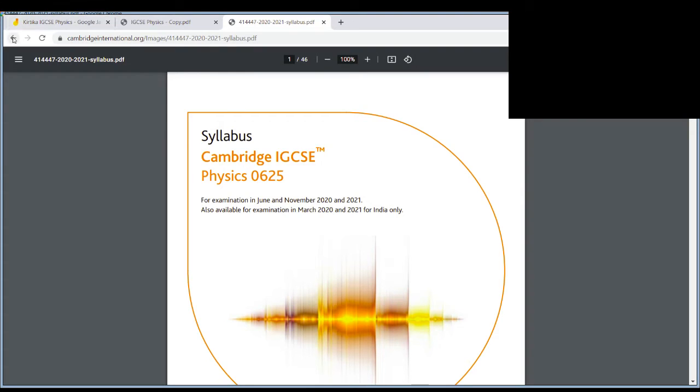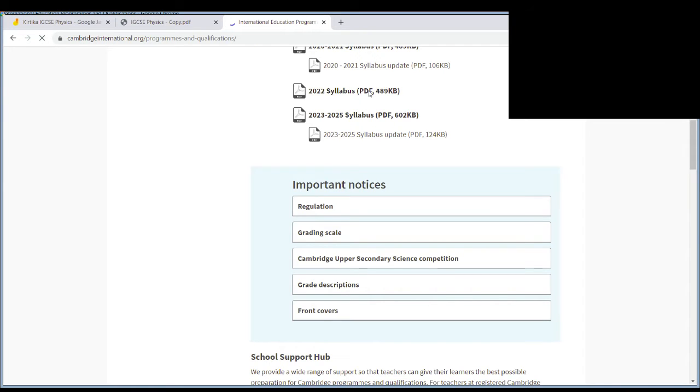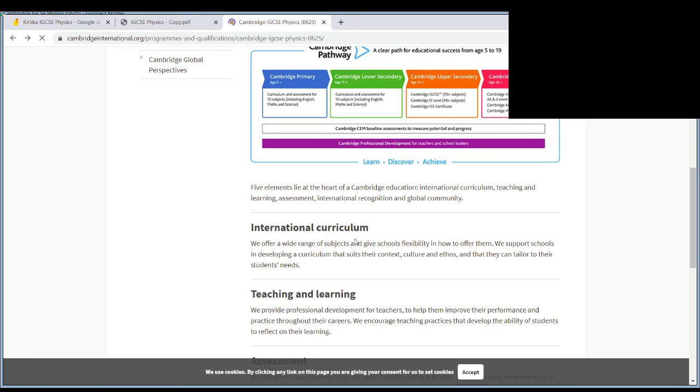This is 2020-21. Even if you do the 2022 syllabus, there isn't much of a difference. Oh, okay. I'll open that syllabus, no worries. Okay, so here is your 2022 syllabus. Why did I open this thing? 2022 syllabus. Here you go.